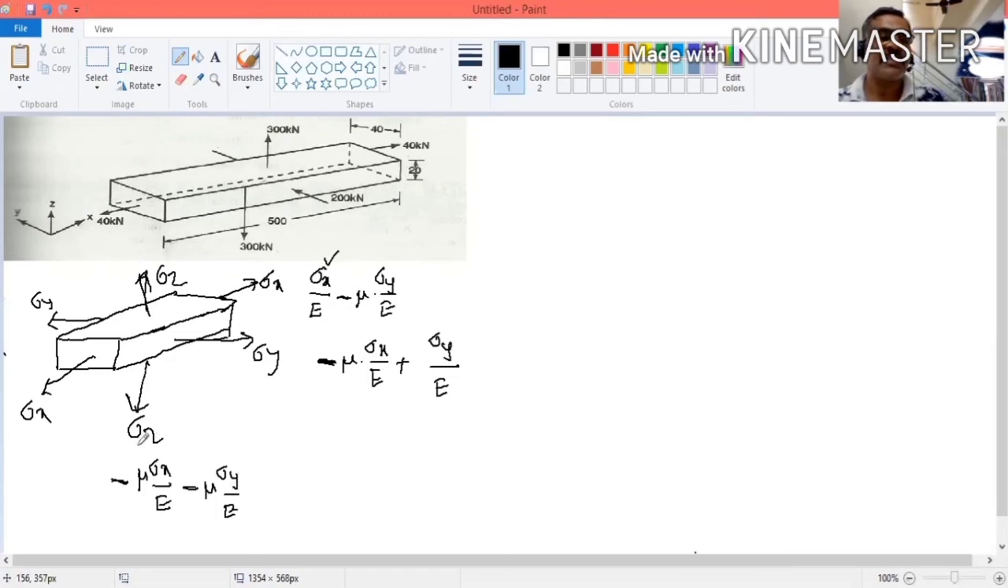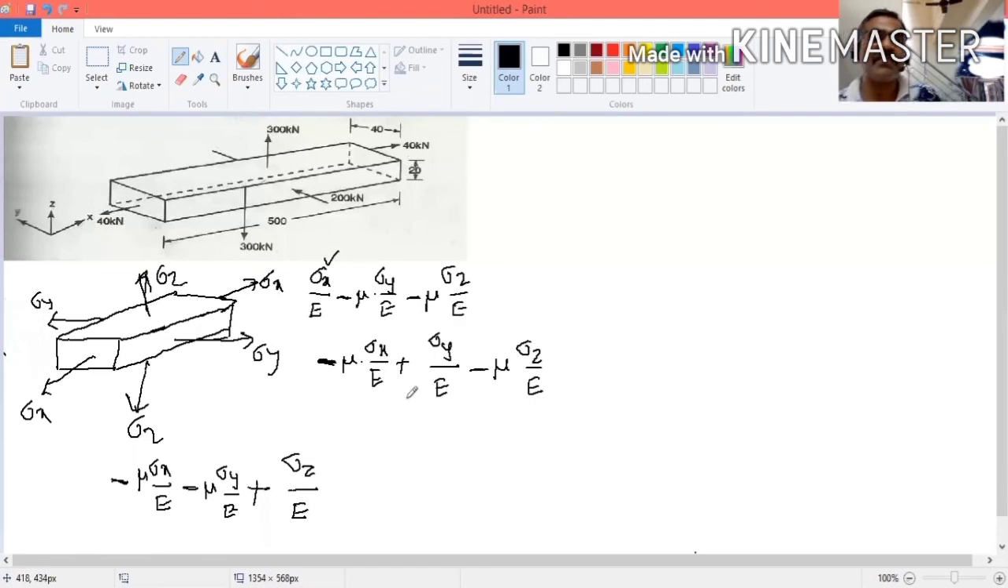Now let us see strain due to sigma z. Sigma z also will create three strains. One is linear, another two are lateral. Linear will act along the z direction, and it is plus, sigma z divided by Young's modulus. This is linear strain. In the other two directions it will be a lateral strain. So minus mu into, to find lateral strain, you multiply mu with linear strain, that is sigma z by E. Here also minus mu into sigma z by E.